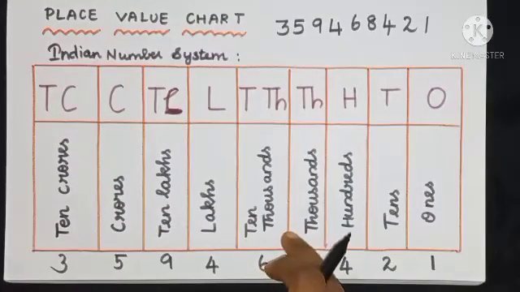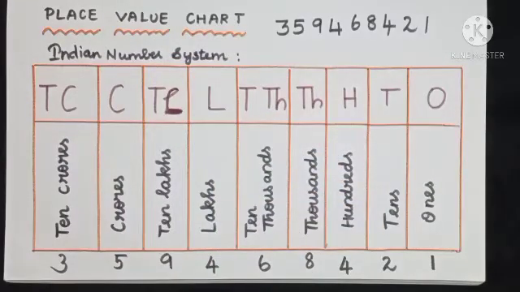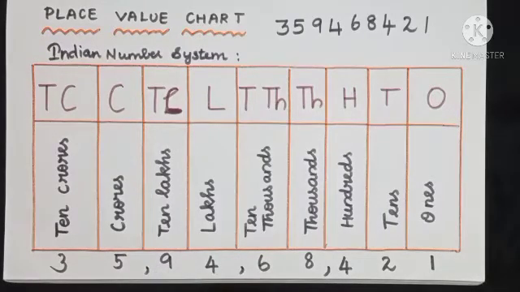This place value chart is the Indian number system. In our Indian number system, we use commas from the right. The first comma comes before the hundreds place. Before the hundreds place means where? Yes, here. You have to place the first comma before the hundreds place. And the second comma comes before the 10,000s place. And the third comma comes before the 10 lakhs place. Like this you have to mark the commas in the Indian number system.